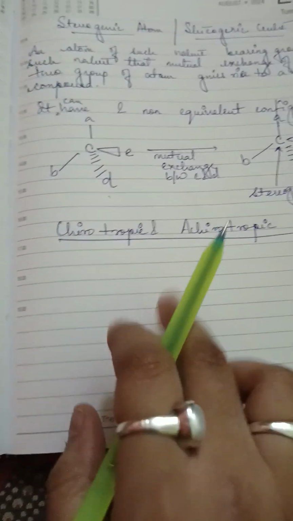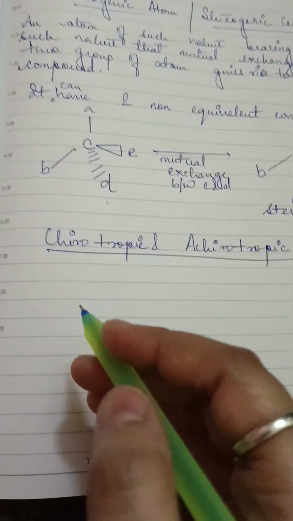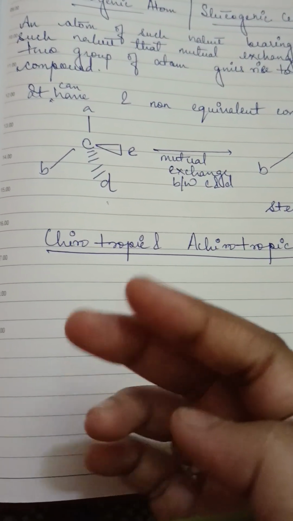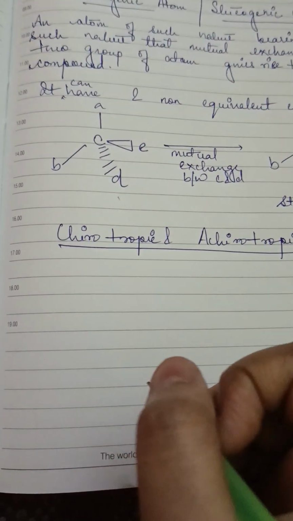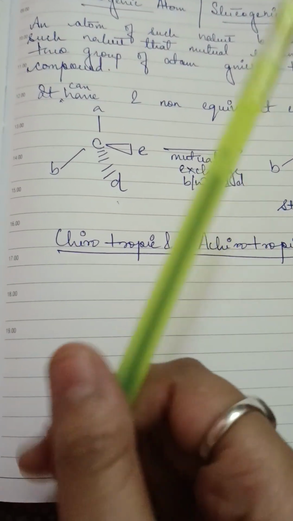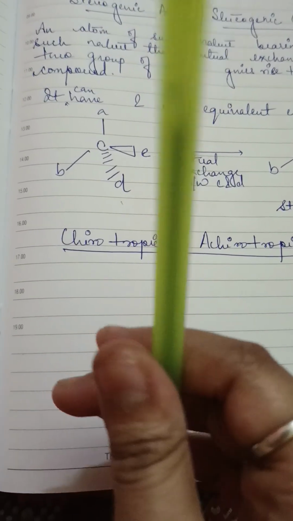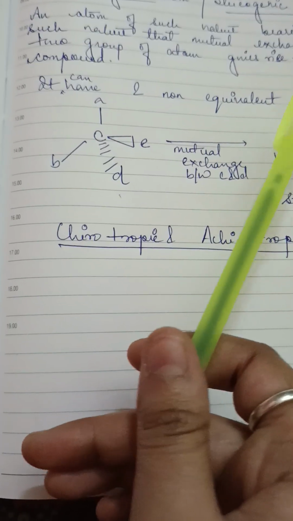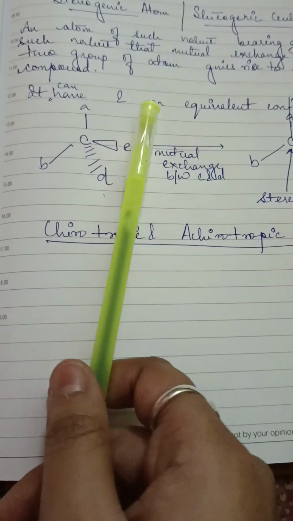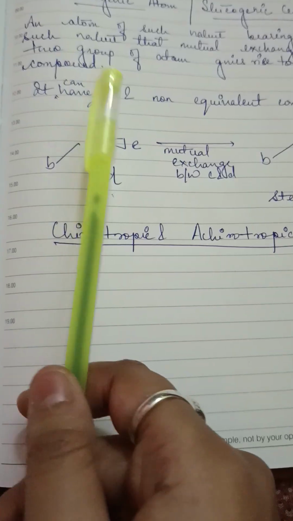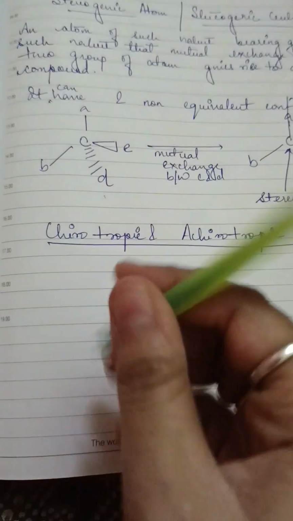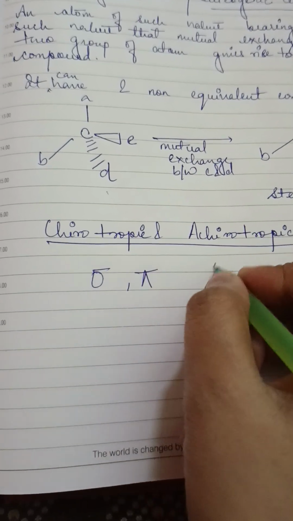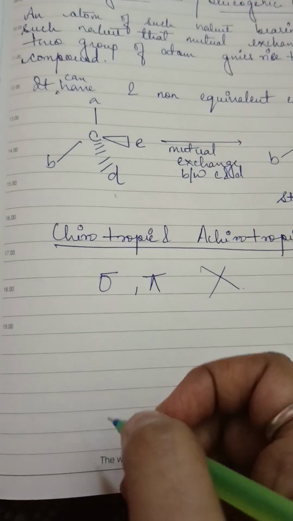Now let's see chirotropic and achirotropic. An atom can have two kinds of site symmetry, chiral and achiral. An atom is said to be chirotropic if its site symmetry is chiral, that is, it belongs to a chiral environment. Similarly, an atom is said to be achirotropic if its site symmetry is achiral, that is, it belongs to a plane of symmetry, sigma, or a center of symmetry, i, and the alternating axes intersect, then it is called achirotropic.